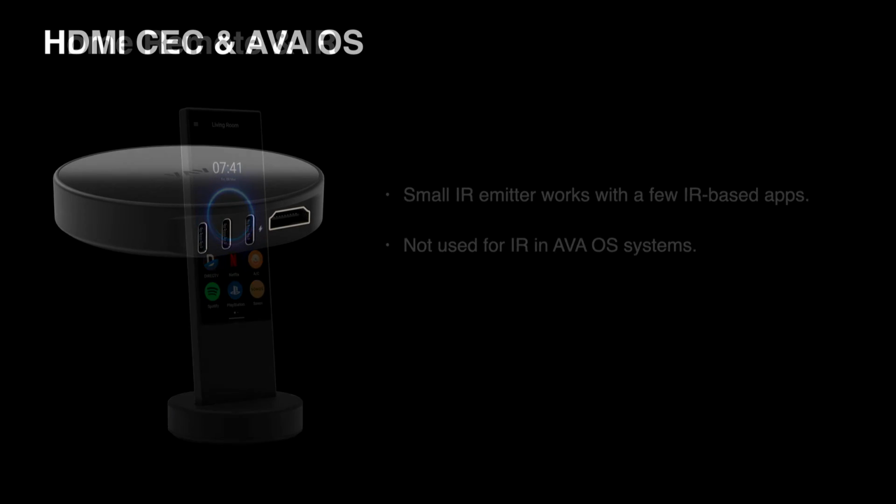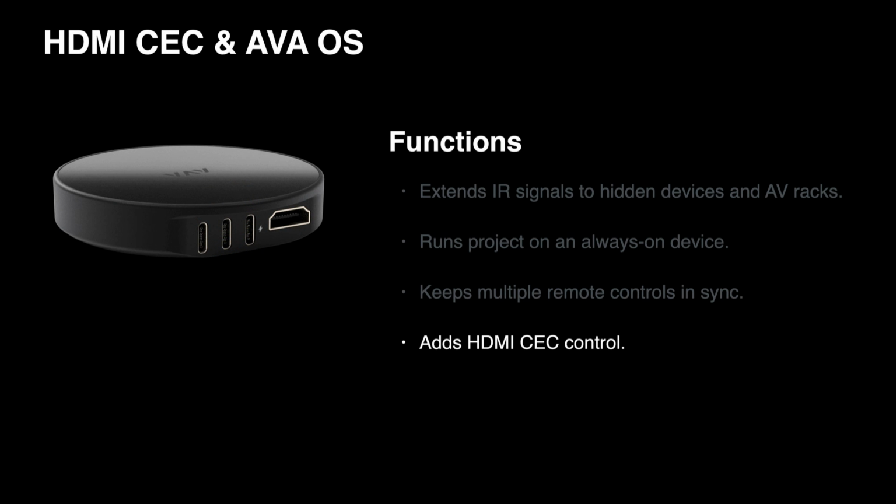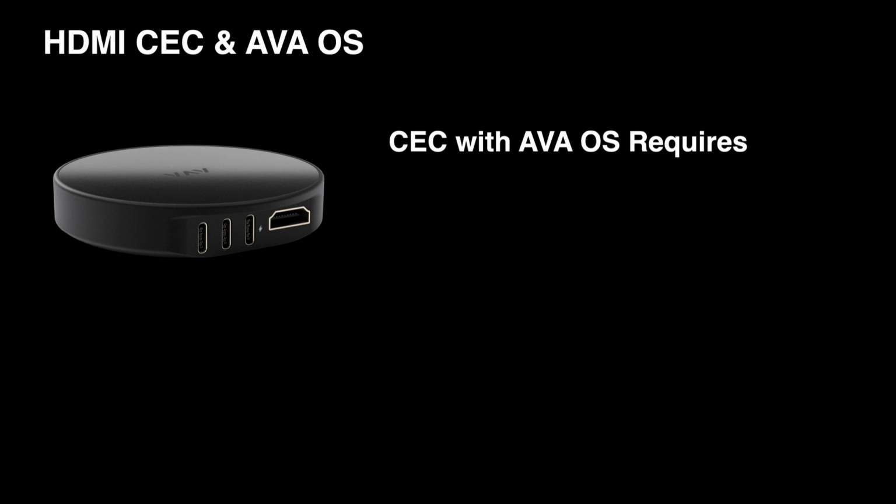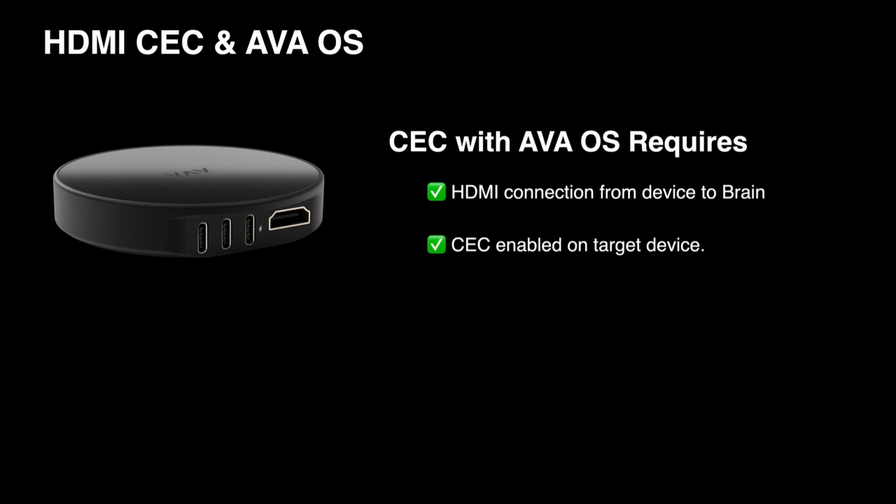When you have a Nano Brain in a project, it can add CEC as another type of control. HDMI CEC requires an HDMI connection between the target device and a Nano Brain's HDMI port. It doesn't have to be a direct connection, just a continuous HDMI chain is needed. The device has to have CEC control enabled, and you have to install the CEC driver for the device into AVA OS. Unless there's a driver for AVA OS, or you know that the CEC-controlled device works well with other devices, you should generally leave CEC disabled on a device. Look for more on CEC control in other videos.